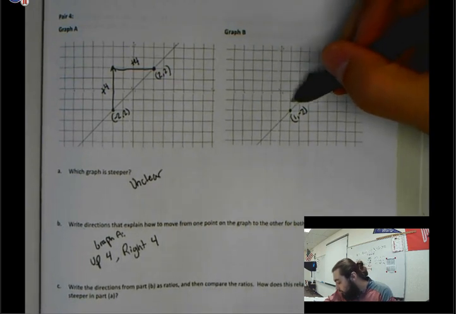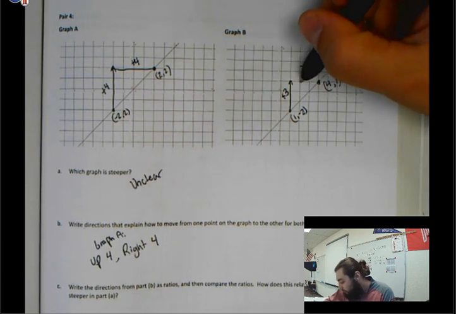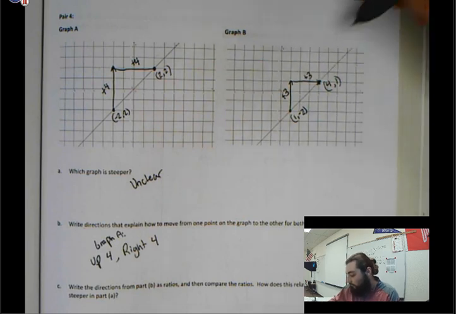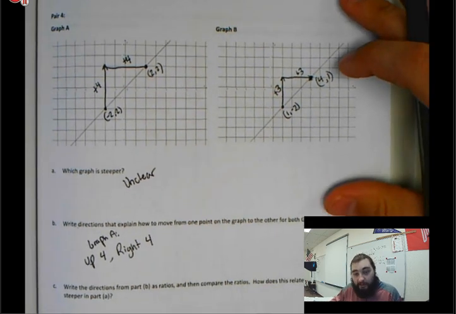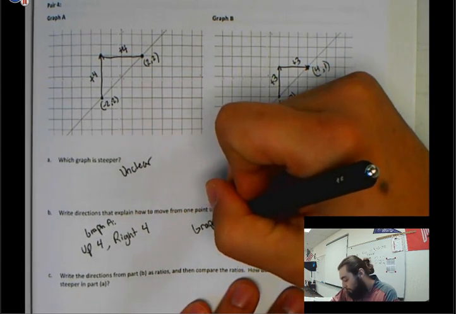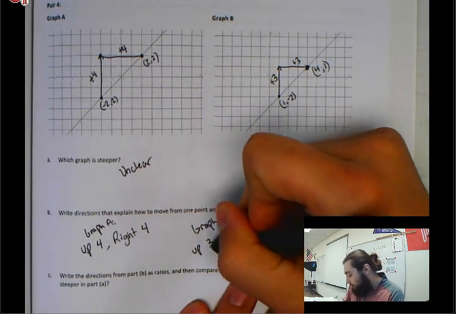We're going to go up 1, 2, 3. So it's an increase of 3, plus 3. And then we're going to go 1, 2, 3 to the right. So that's also an increase of 3. So for graph B, our directions are up 3, right 3.